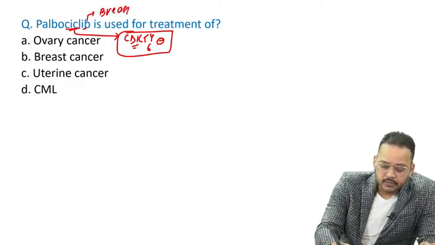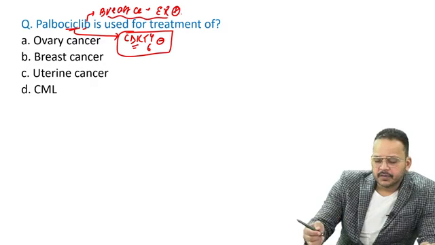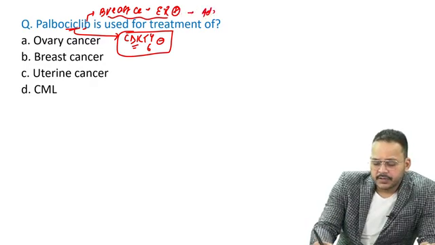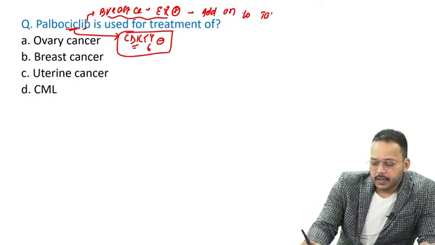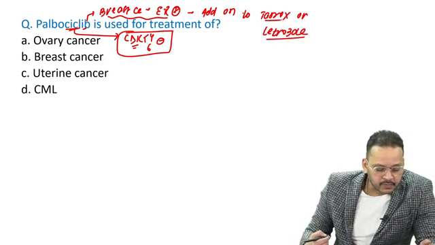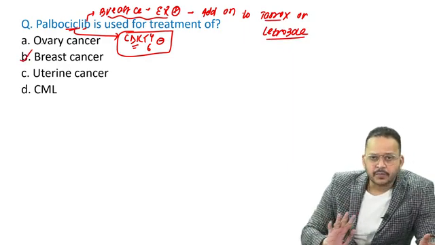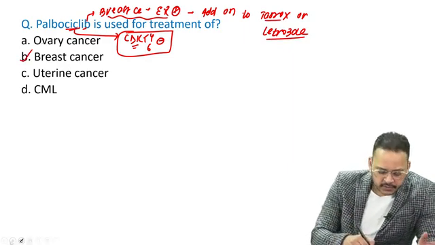These are approved for the treatment of ER positive breast cancer, and are mainly used as add-on drugs, add-on to either tamoxifen or letrozole in premenopausal or postmenopausal females. Simple, guys. So the answer is breast cancer. Excellent. Most of your answers are right. I'm proud of you all.